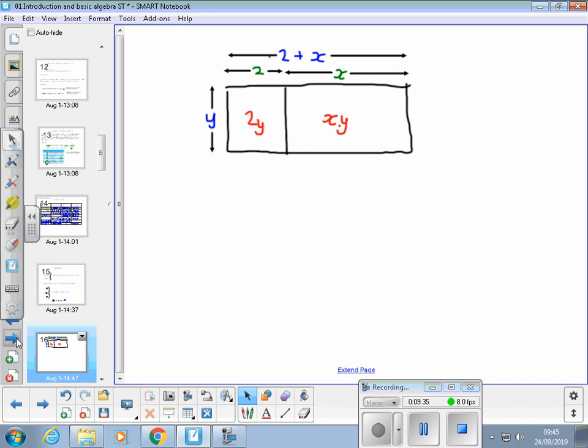Okay, looking at that diagram, thinking of that as maybe a sheet of metal or a piece of paper. How could we express the area of that rectangle? Yep, we could say that the area of that is equal to 2y. You don't have to, but it's normal to put the letters representing constants in alphabetical order.